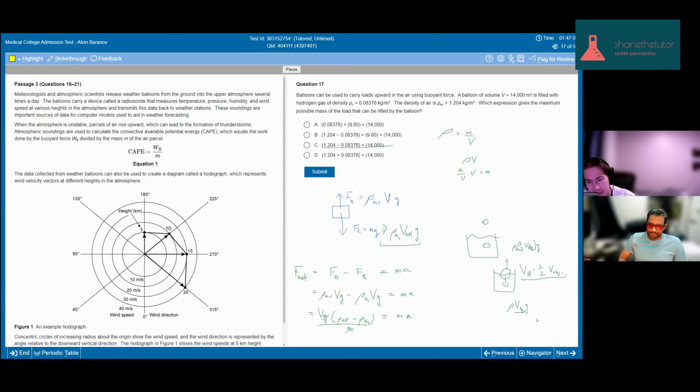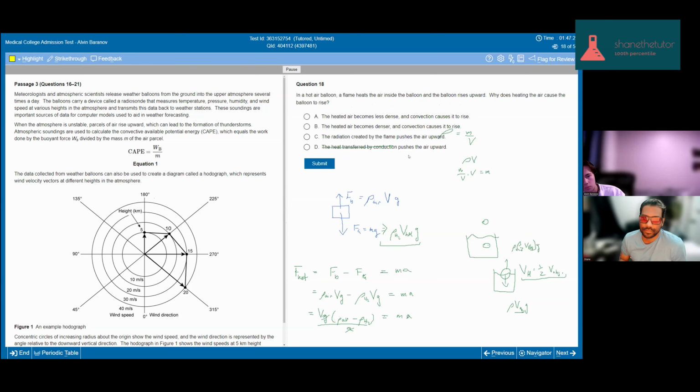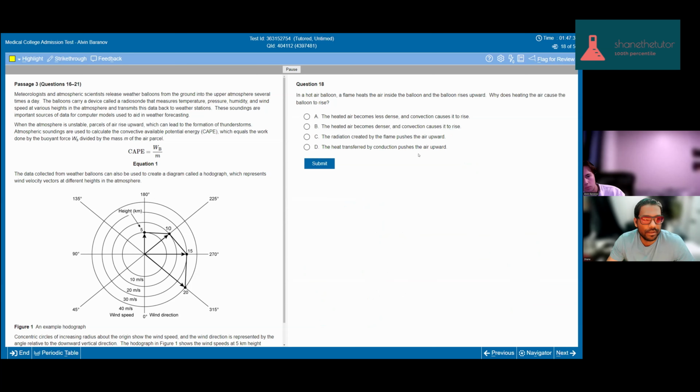So the amount that's displaced is the buoyant force? The buoyant force is caused by the displacement of fluid, yeah. So Archimedes' law essentially states that an object submerged will displace its own weight in fluid. Okay.